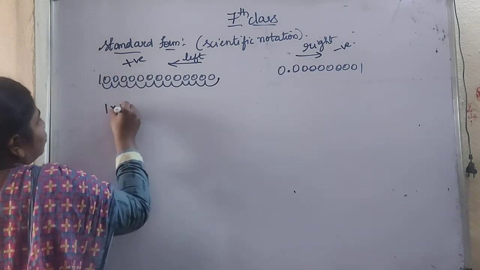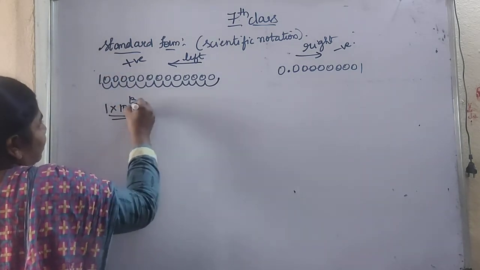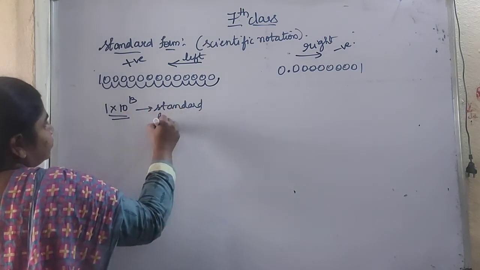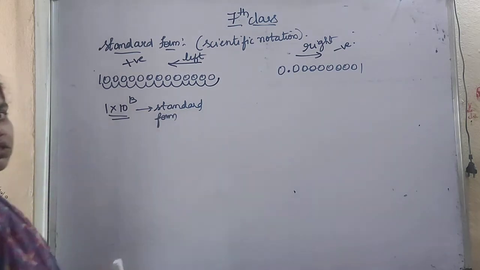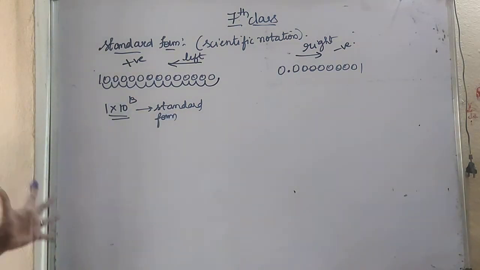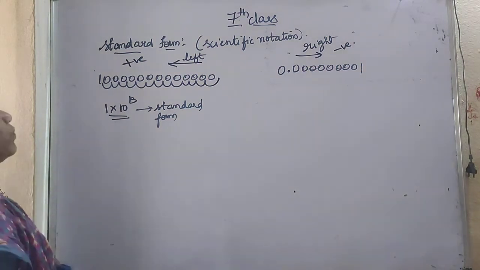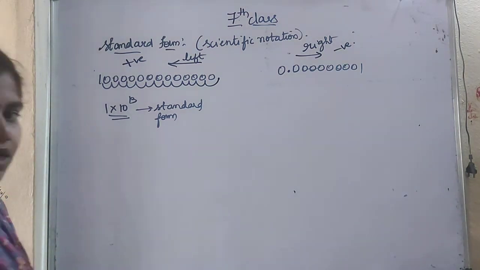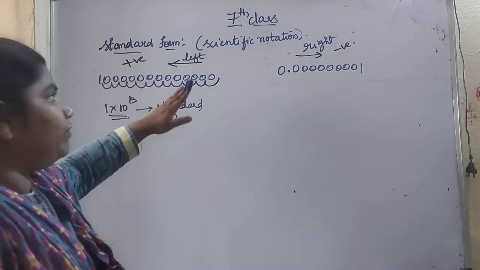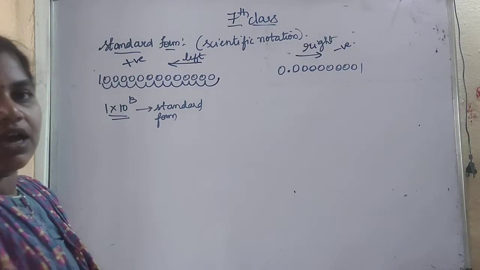That is 1 into 10 power 13 we can write. So this is called a standard form. What do we call this? We will call this a standard form. We have written the biggest number in its simplest form as 1 into 10 power 13. So here the 13 power is positive, and we have moved to which side? Left side we have moved.